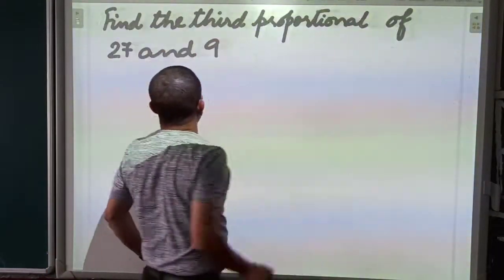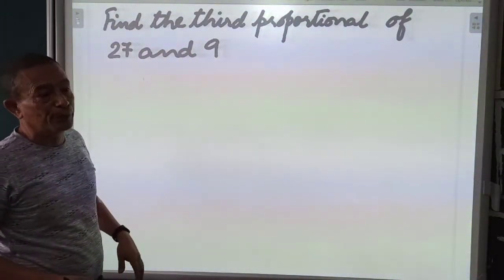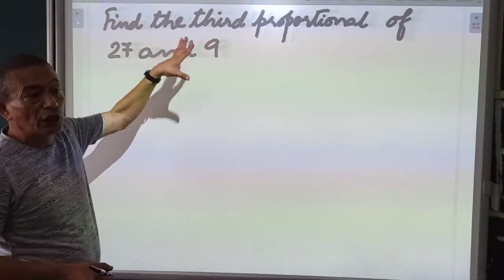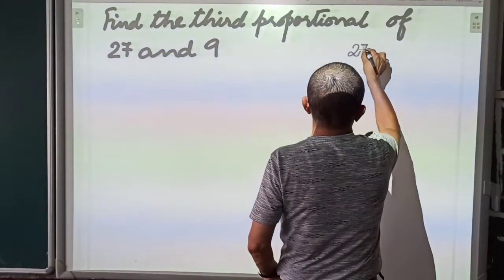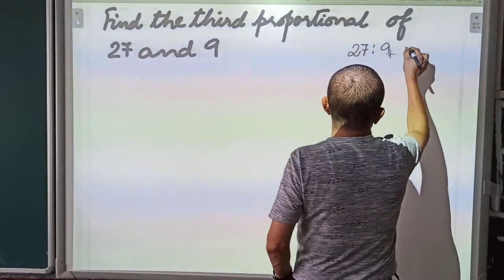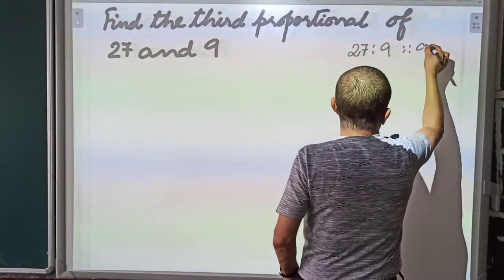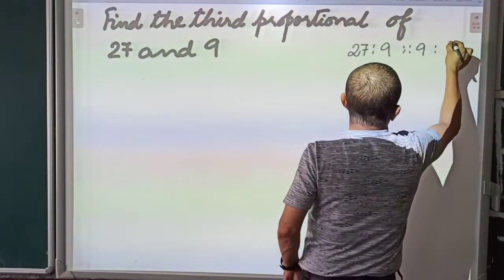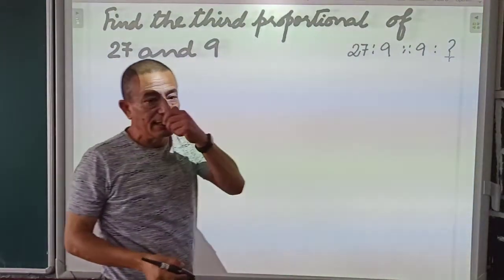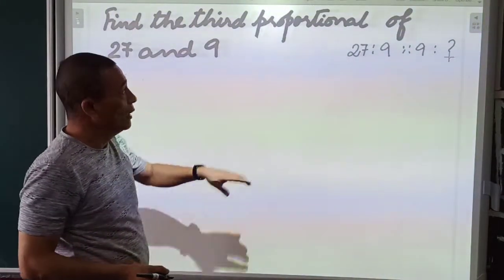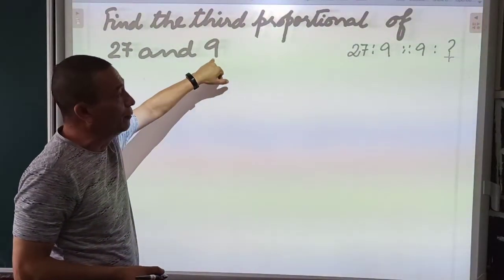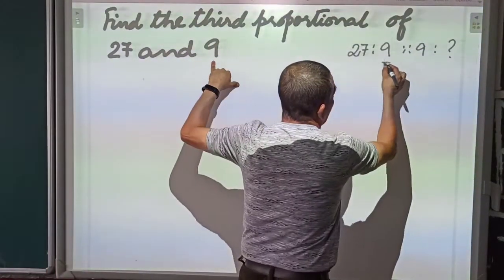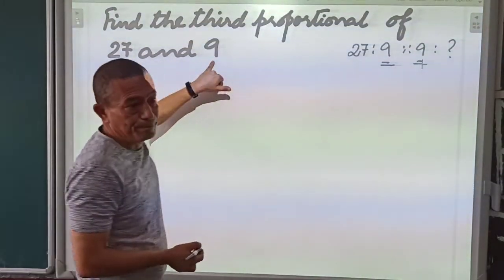Another type of sum that we have: find the third proportional. Though it says third proportional, what it actually means is that the first term is 27, the second term is 9, and it is proportional to 9 is to something. We are still finding actually the fourth term. What we have done is we have considered the second term and the third term over here to be 9.